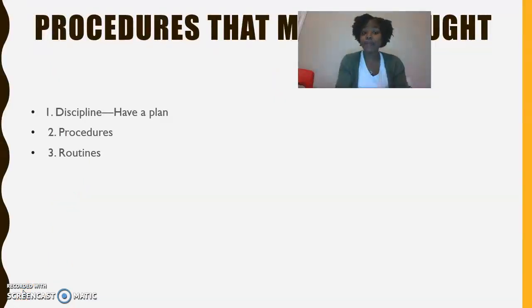Some procedures that must be taught. You should teach your discipline, you should teach your procedures, and you should teach your routines. These three things must be taught to students. You can't expect them to know anything. You have to teach them.